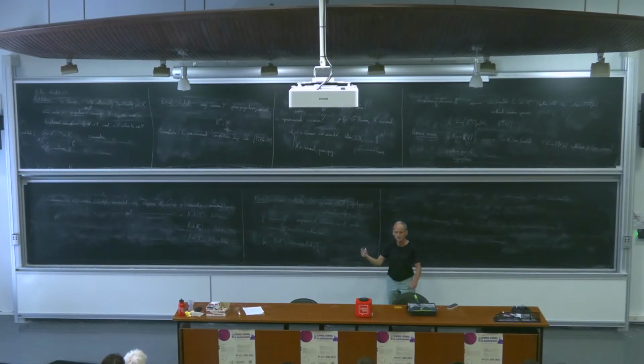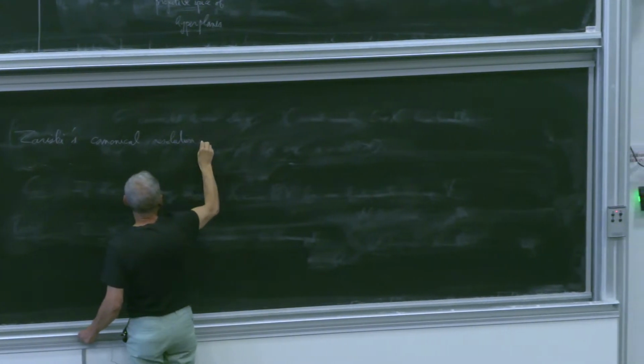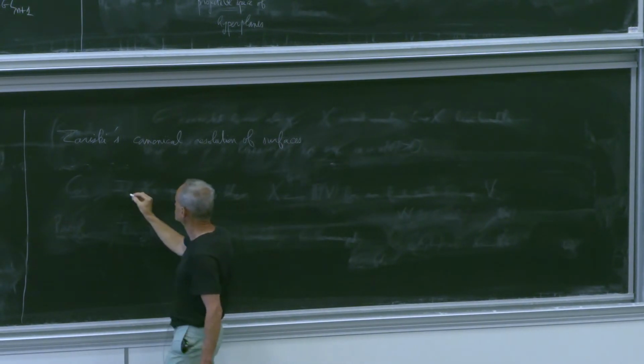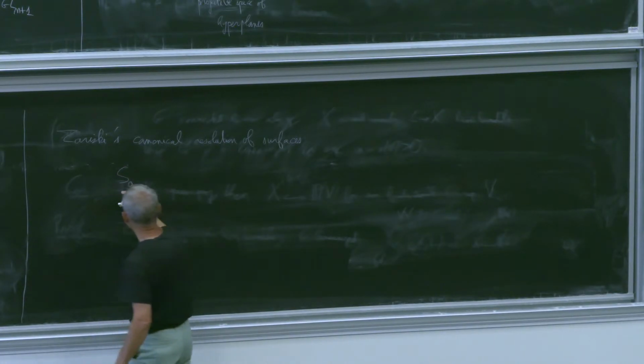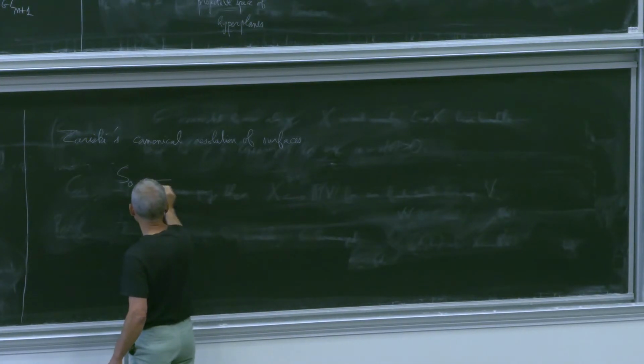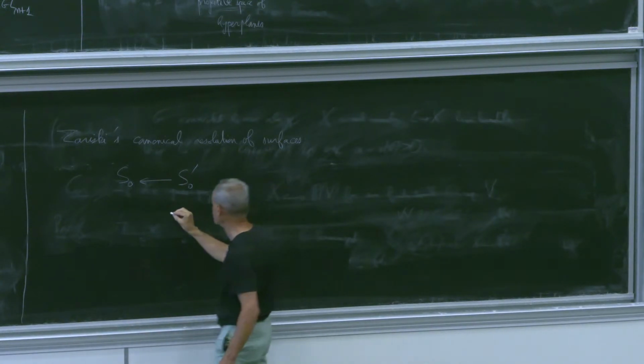But then I told you there is this canonical resolution. And for surfaces, there is one which is quite nice and worth knowing, which is Zariski canonical resolution of surfaces. Well, you start with a possibly singular surface, S0. You go to the normalization. I denoted with a prime in earlier lecture. So this is a normalization.